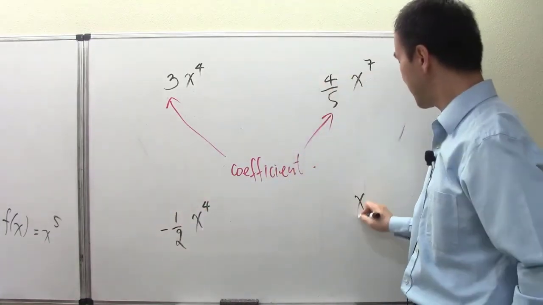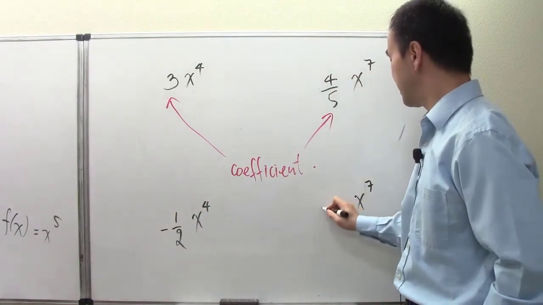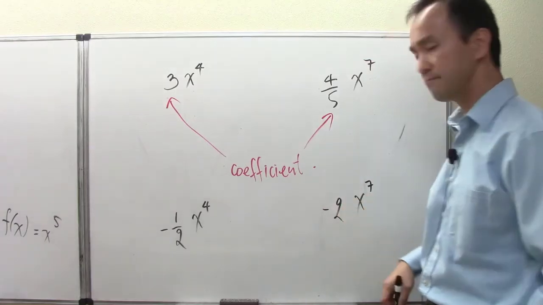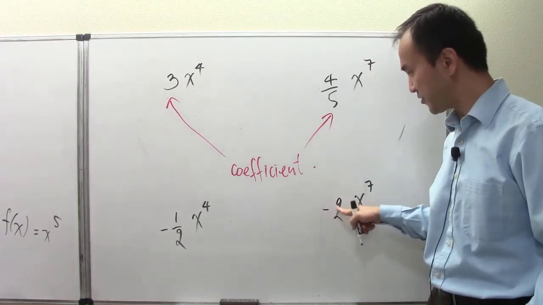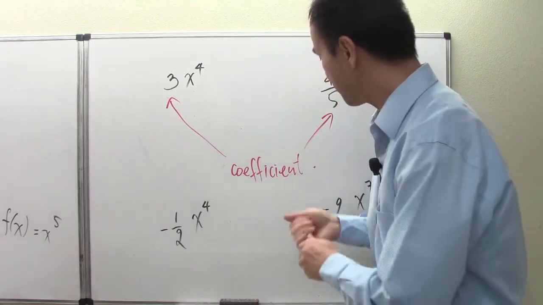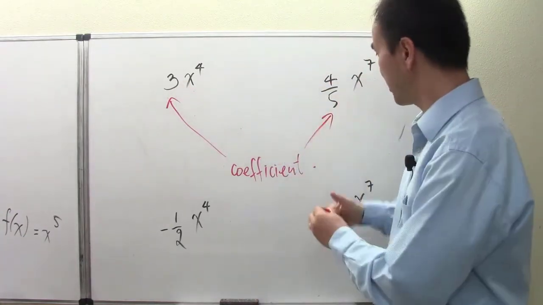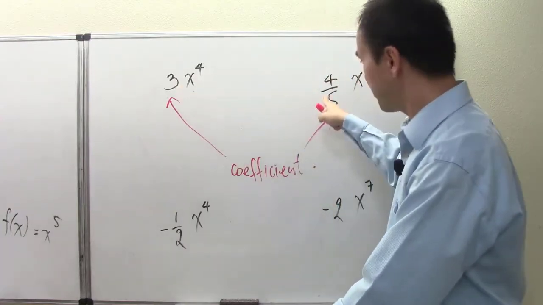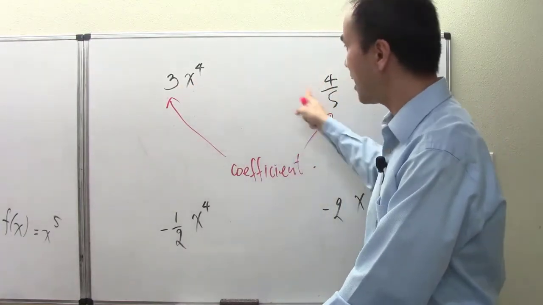And then x to the 7 here, I can multiply that with a negative 2. Negative coefficients, multiply with that. Yes, let's find out what happens. But in the end, see, this is a coefficient. That 3 is a coefficient. That 4/5 is a coefficient. These are all positive coefficients.